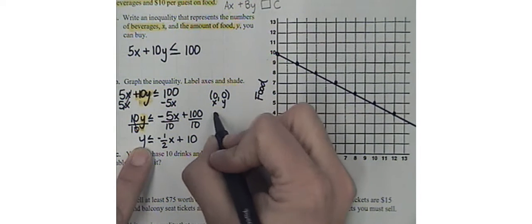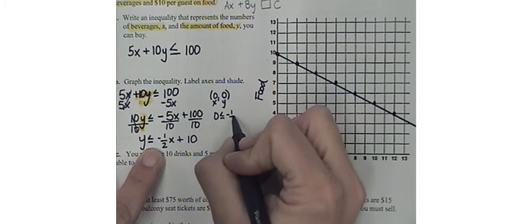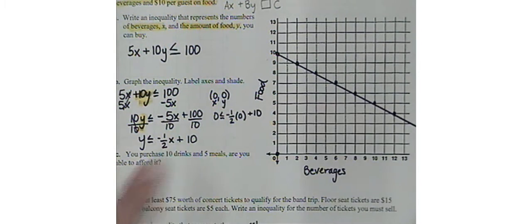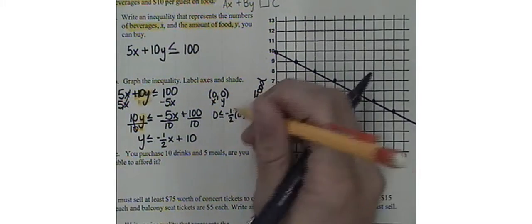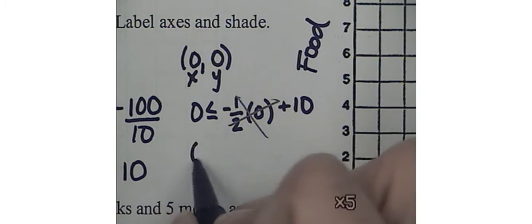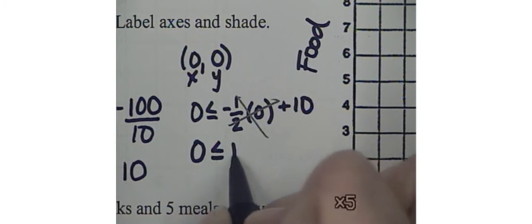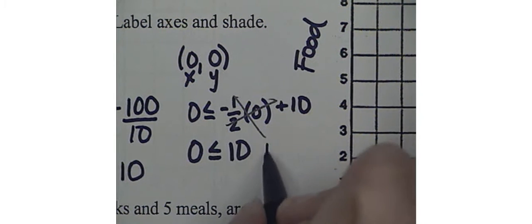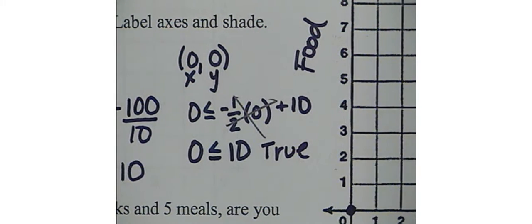So 0, negative 1/2 times 0 plus 10. And now remember, anything times 0 is 0. Those cancel out. So 0 is less than or equal to 10. Is the Pac-Man mouth eating the bigger number? Is this a true or a false statement? This is true. So what that means is 0, 0 is an answer, or it's a solution.